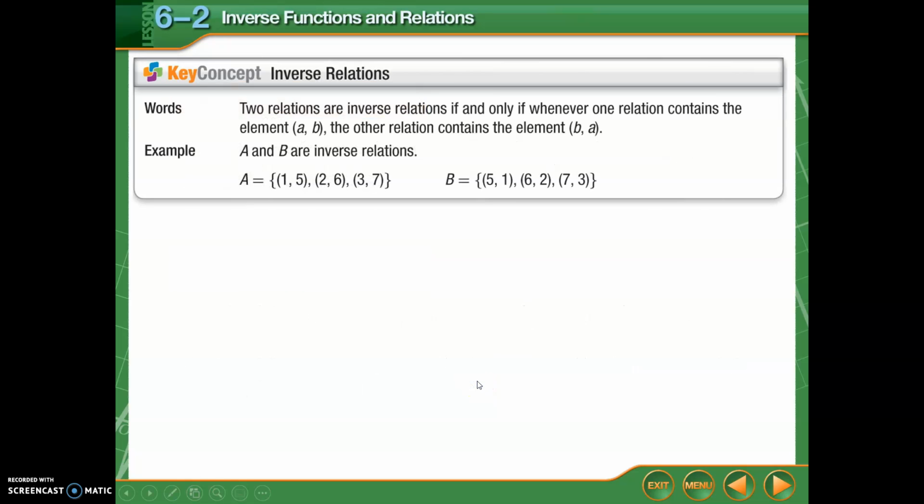All right, so what are inverse relations? In words, two relations are inverses if and only if whenever one relation contains the element AB, so the ordered pair AB, the other relation contains the element BA, or the ordered pair BA. So if you look at the two relations here, A has ordered pairs of 1, 5, 2, 6, and 3, 7. B has 5, 1, 6, 2, 7, 3. Notice each ordered pair in A has the same numbers written in the opposite order in B. These two are inverses of each other.